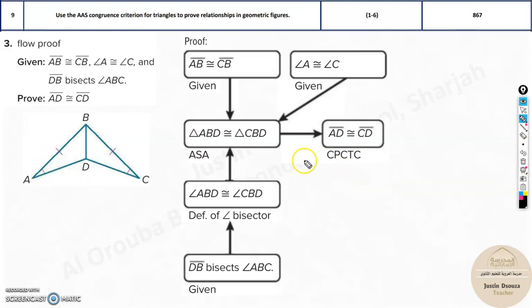There is so much congruence. Sorry, I'm so sorry. It's corresponding parts. I said three congruents. I'm sorry, I couldn't stop laughing just now. It's corresponding parts of congruent triangles are congruent.